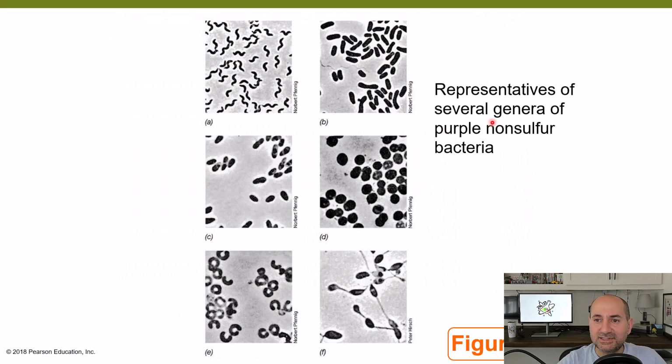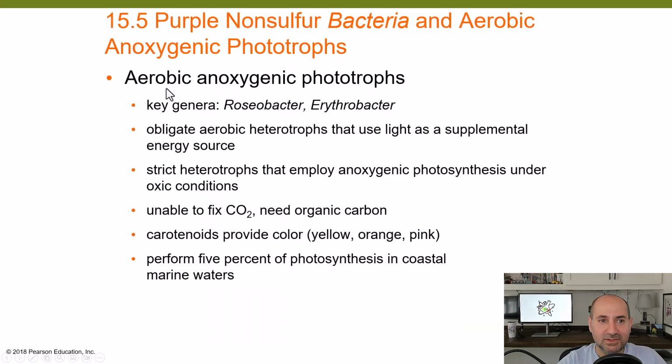Here you can see some of these representatives under the microscope, and see how morphologically diverse they are. There are many different forms, many different shapes of these bacteria. Now, moving on to the aerobic anoxygenic phototrophs. Aerobic anoxygenic phototrophs. Here are some key genera.